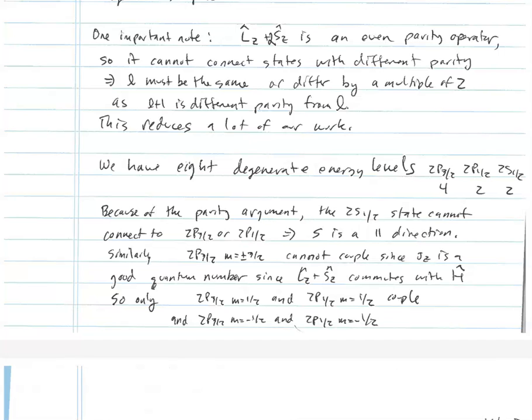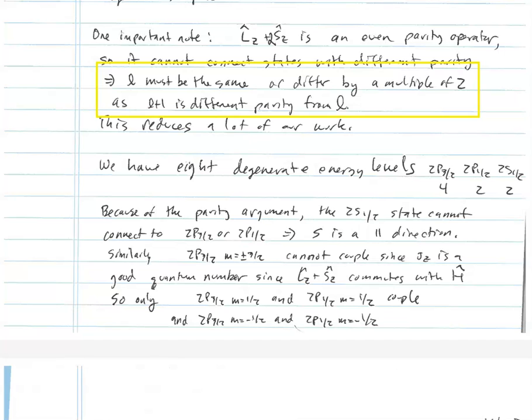And again, I want you to be clear on this because students do have trouble with this. Parity is determined by the L angular momentum. When L is even, it's an even parity state. When L is odd, it's an odd parity state. This means that the perturbation that we're putting on can only couple states that have the same parity. That means L must be the same or differ by a multiple of 2.